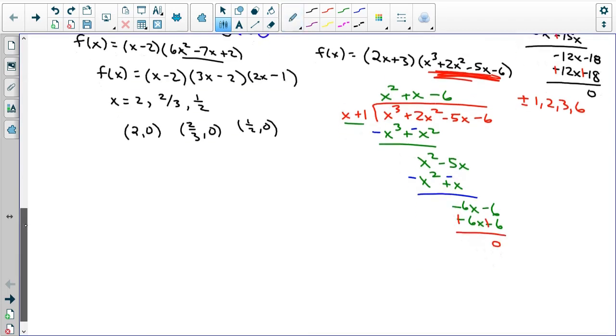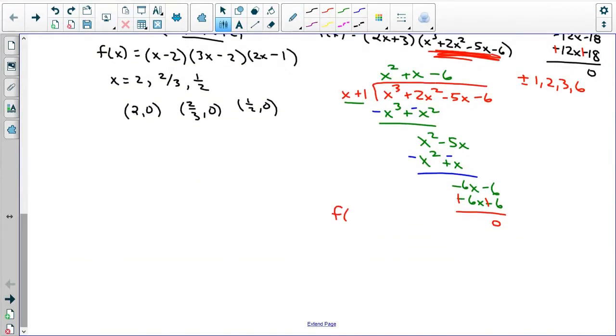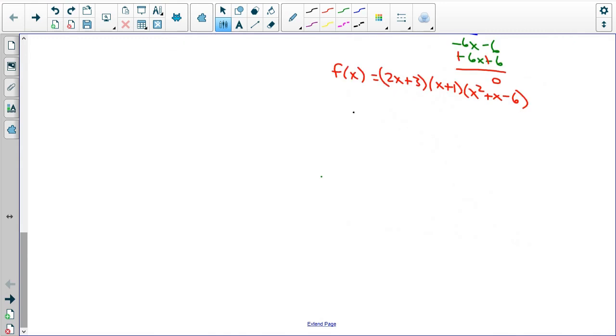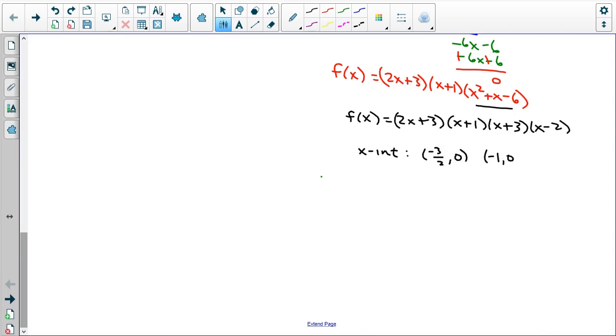So f of x right now is 2x plus 3 times x plus 1 times x squared plus x minus 6. And then I can continue to factor that. I know how to factor x squared plus x minus 6. That's x plus 3 times x minus 2. So my x-intercepts of this function are at (negative 3/2, 0), (negative 1, 0), (negative 3, 0), and (2, 0).